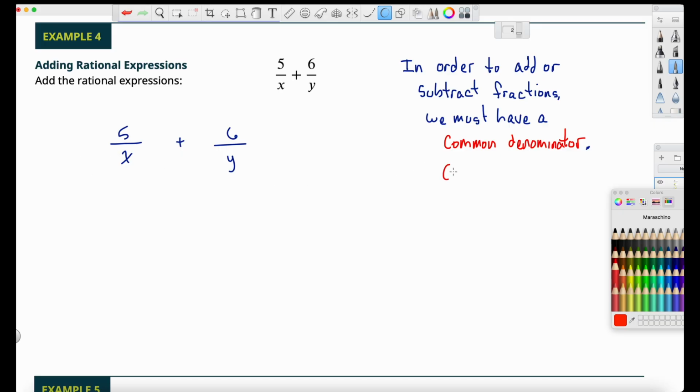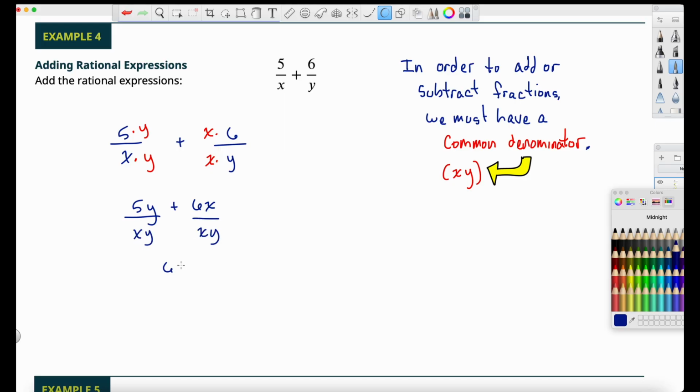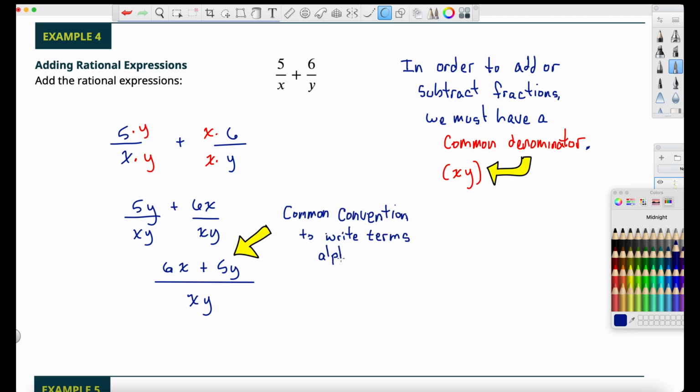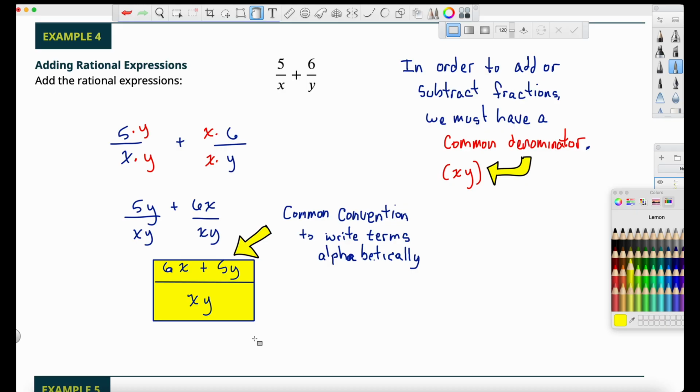So we're trying to find the LCD here. And so now how do I make the denominators x times y? Well, we multiply top and bottom by y, top and bottom by x, and we get the same denominator. We can now put this together in one fraction. And I'm rewriting the 6x first in front of the 5y, because it's just common convention to write it alphabetically, but it doesn't really matter.